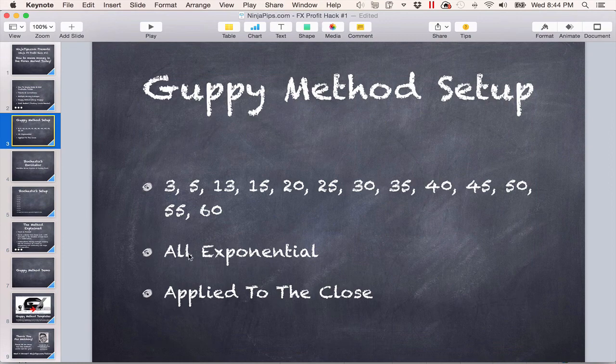These are the settings for our moving averages for the Guppy method setup. Make sure to click on all exponential and apply to the close. And I mean, you could write this down, take a picture of it, or come back to the video. But I'll definitely make the templates available for everyone to download.